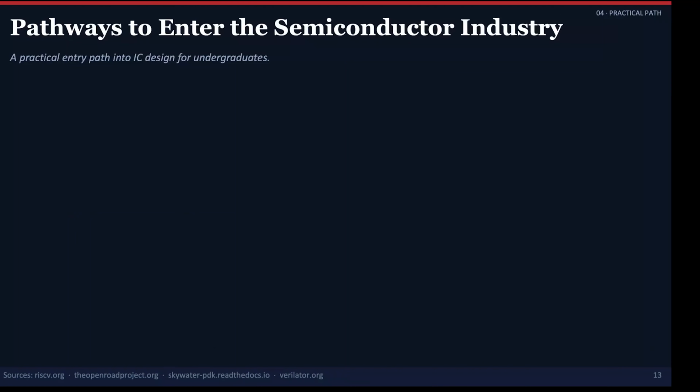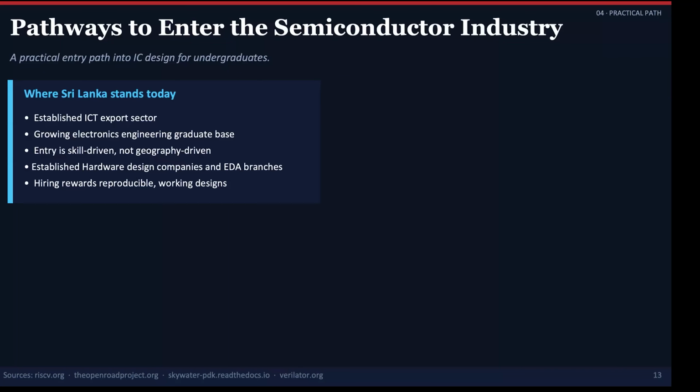Let me end my talk with a practical message, especially for the students. Sri Lanka already has a strong ICT export sector and a growing base of electronic engineering graduates. So compared to 10 or 15 years back, now there are more established hardware design companies and even some EDA presence as well. So entering semiconductor work from Sri Lanka is less about the location and more about whether you can show technical ability.